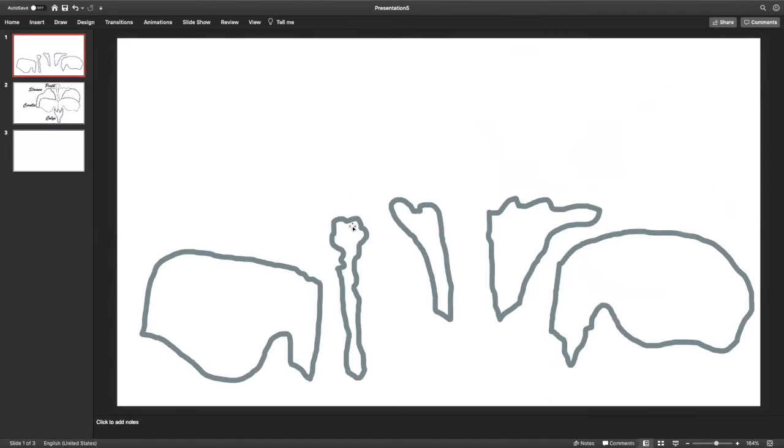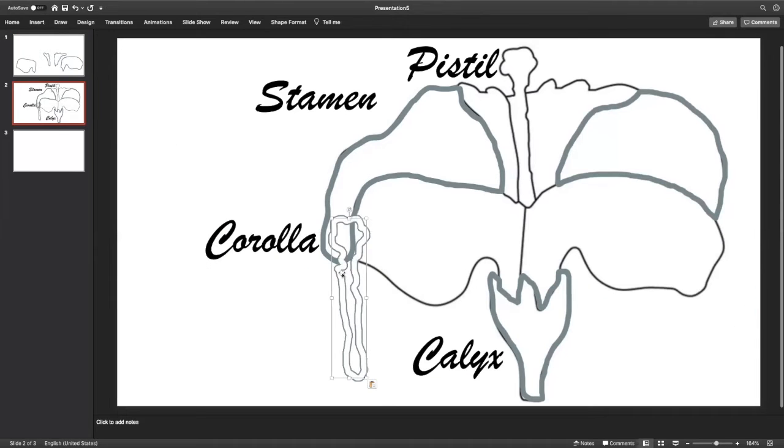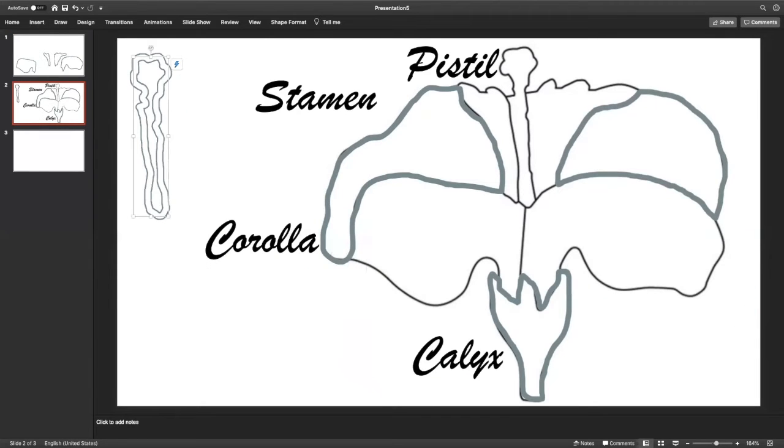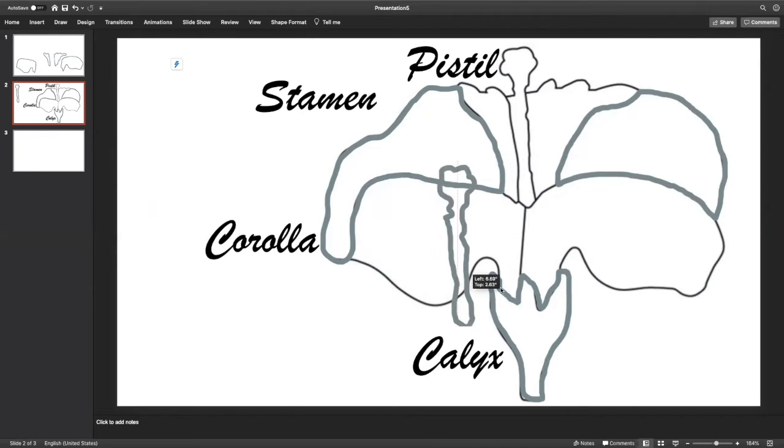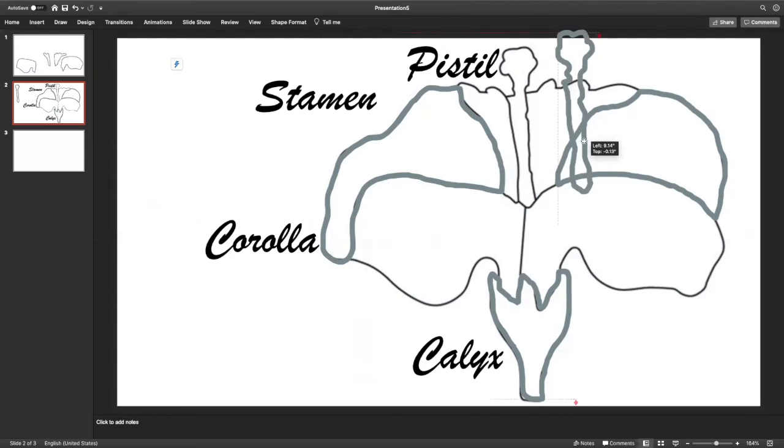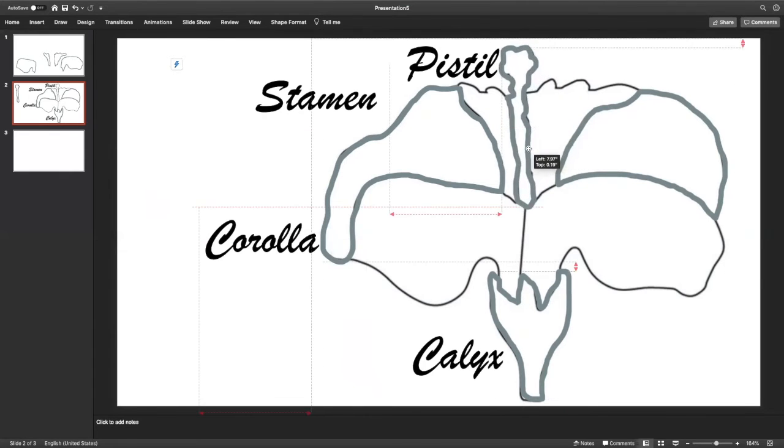Let's do the next one. Evelyn, will you tell me where this one goes? Does it go on the side? No. Does it go on the bottom? Top. The top. So right here? Uh-uh. Right here? Do you remember what this is called?